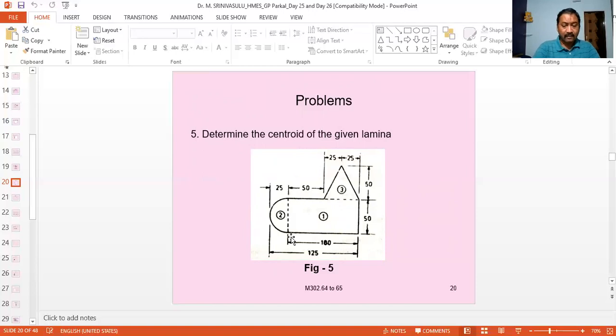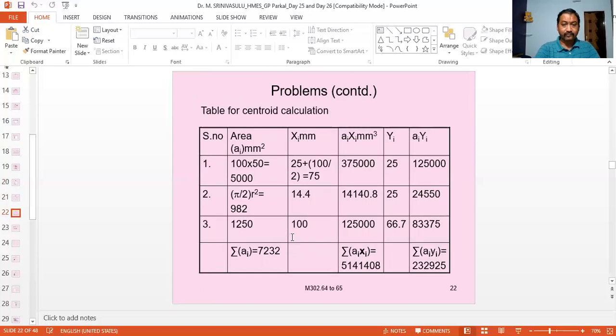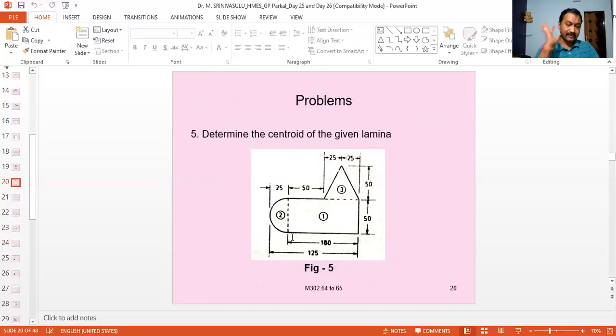Now you have to redraw the figure, and then you have to divide. Now the same figure is divided into three standard areas. The first one is the rectangle coming from the bottom side, the second one is the semicircle at the left edge, and the third one is the triangle at the top.